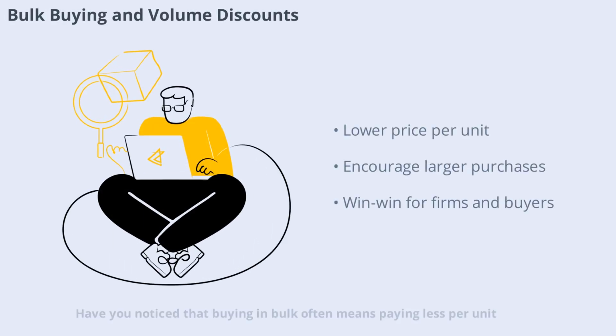Have you noticed that buying in bulk often means paying less per unit? This is second-degree price discrimination in action. Firms offer volume discounts to encourage larger purchases, which benefits both the business and the customer. The company sells more products and the customer enjoys a lower price per item. This strategy is common in wholesale clubs, supermarkets, and online retailers.